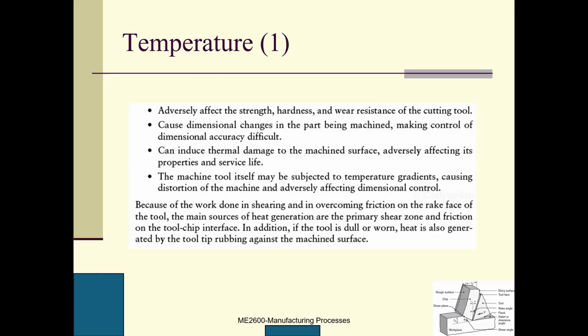The last one, the machine tool. When we talk about the machine tool, it means the whole machine. For example, when we do turning, I'm talking about the lathe. When we do milling, I'm talking about the milling machine. This is the machine tool. The machine tool itself may be subject to temperature gradients, causing distortion of the machine and adversely affecting dimensional control. So these are the four commonly recognized bad effects of temperature.